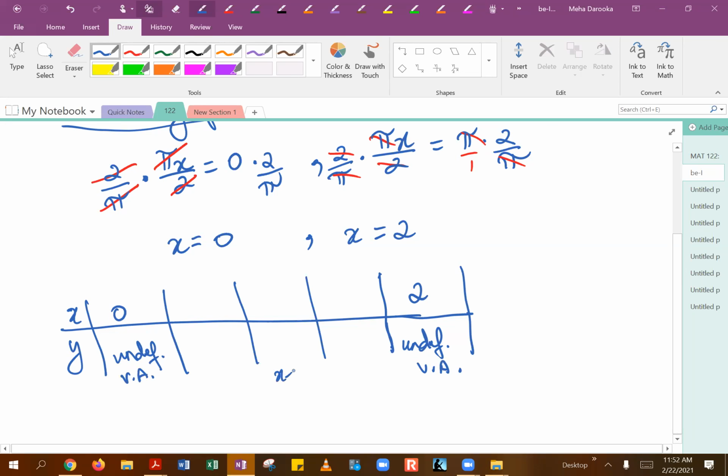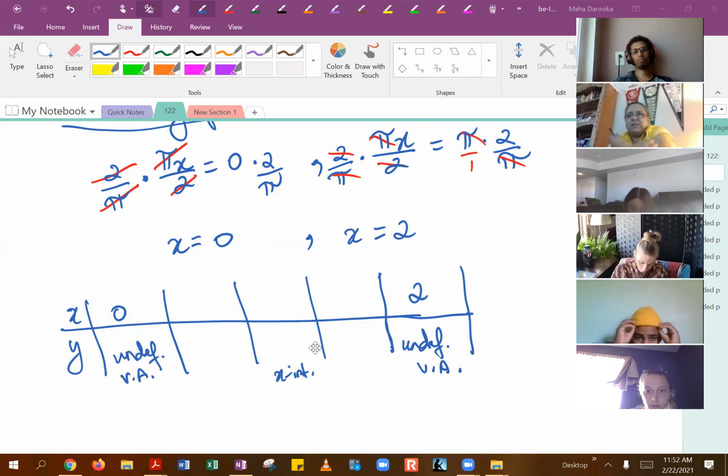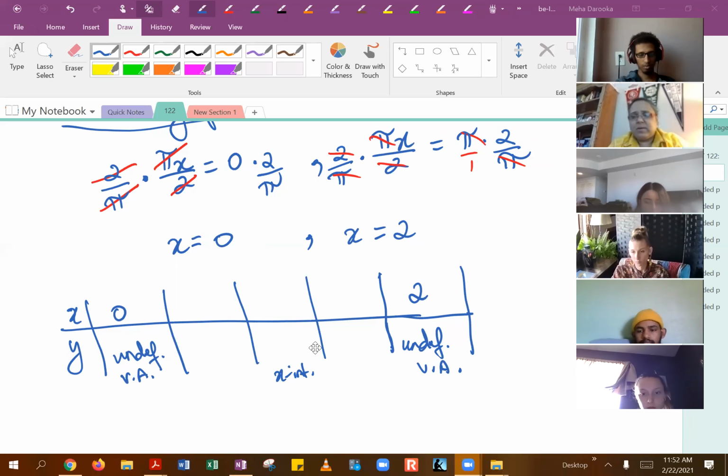Now for the x-intercept, you have to go halfway between that. So what is your x value for halfway between 0 and 2? And remember, you should be able to do this. 0 and 2 are easier numbers, but what if they were something with pi in them? You should be able to find that halfway point no matter what your x values are. So yeah, very good. Good job.